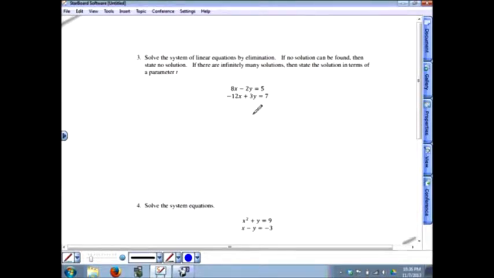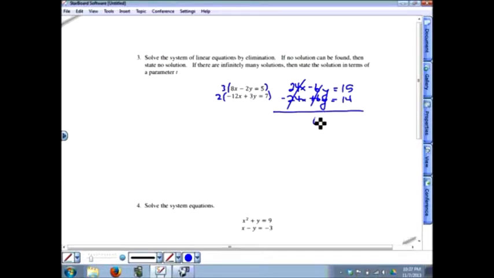Okay, a little bit of a more simple system of equations to solve. It's got only two variables. So I'm going to try to eliminate the y variable. Between a negative 2 and positive 3, this is going to multiply to 6. So I'm going to multiply this by 3, multiply that by 2. So we get the equation 24x minus 6y equals 15. Here we have negative 24x plus 6y is equal to 14.